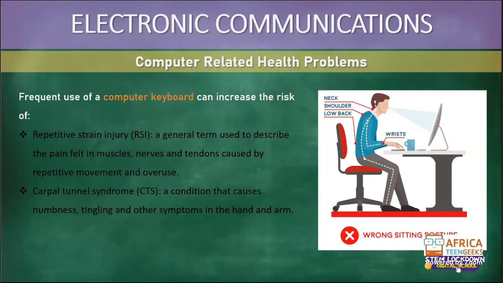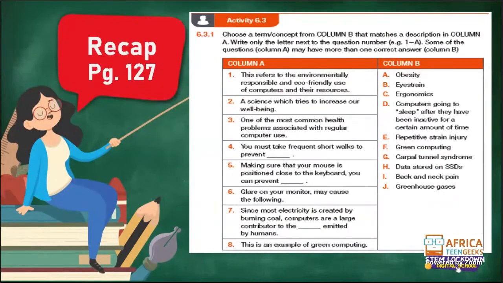Any questions that we have? So far, no questions. Then we move on to this part where you participate and try to see how far you have learned today and what you can remember. This is based on activity 6 in your book, that's 6.3, on page 127. The instructions say: choose a term or concept from column B that matches a description in column A, and write only the letter next to it.